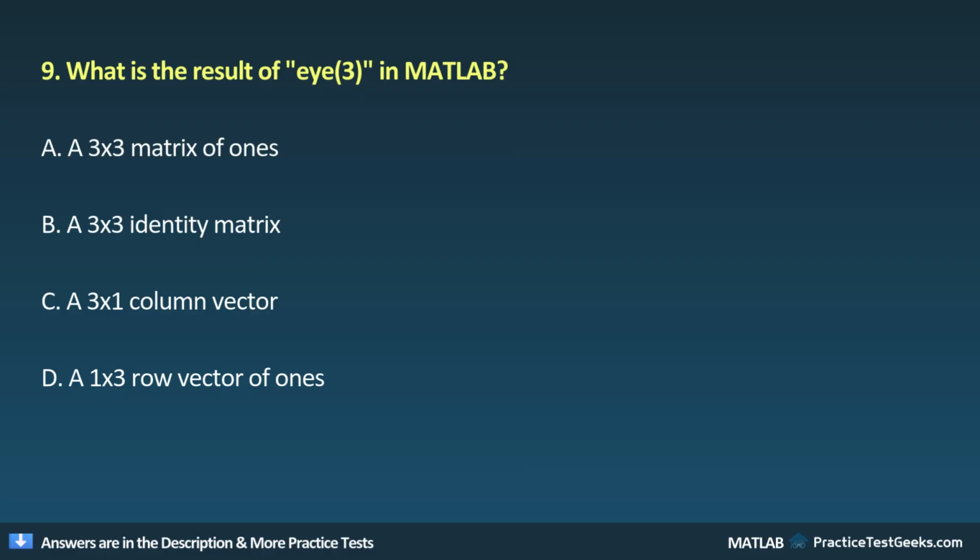9. What is the result of I(3) in MATLAB? A. A 3 by 3 matrix of ones. B. A 3 by 3 identity matrix. C. A 3 by 1 column vector. D. A 1 by 3 row vector of ones.